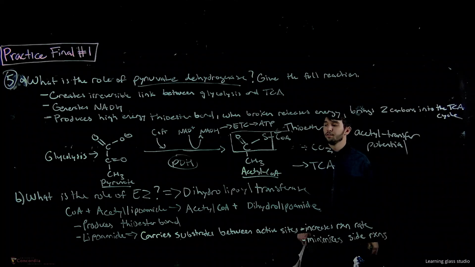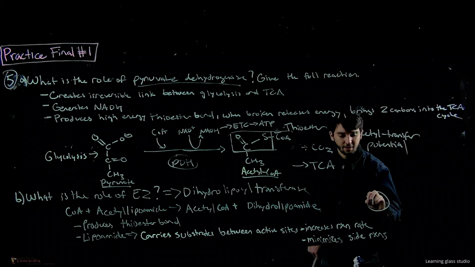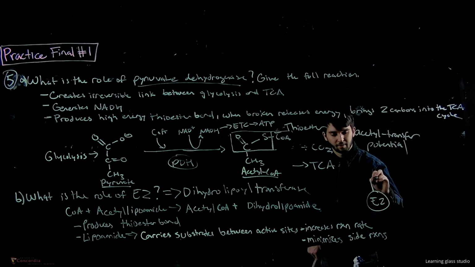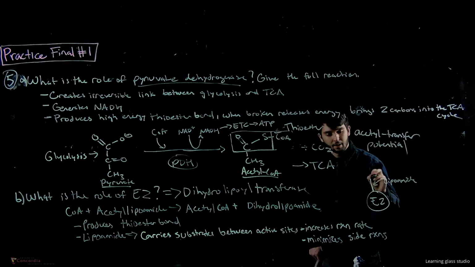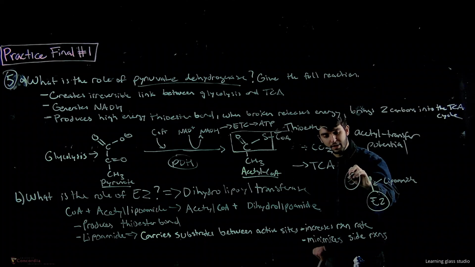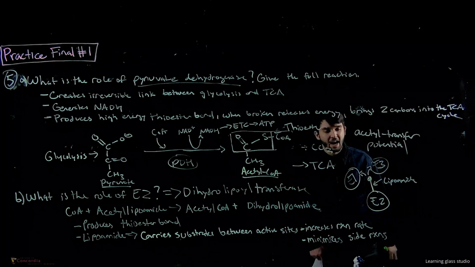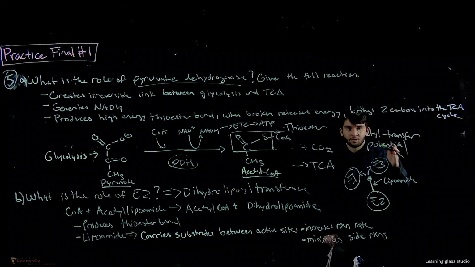And the other important role of E2 is that lipoamide, which is bound to E2, it's a prosthetic group from E2, carries substrates between all the different active sites, so E1, E2, and E3. So if we have E2 here, right, this is the lipoamide, and then it can carry the reactant here between E1 and E3. So it can bring the reactants between all of the different subunits. So that sort of facilitates this reaction.